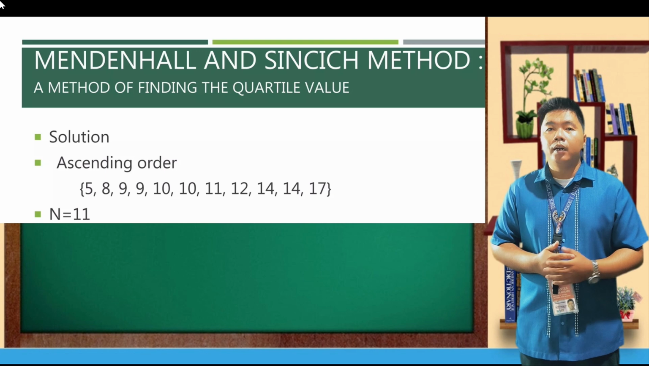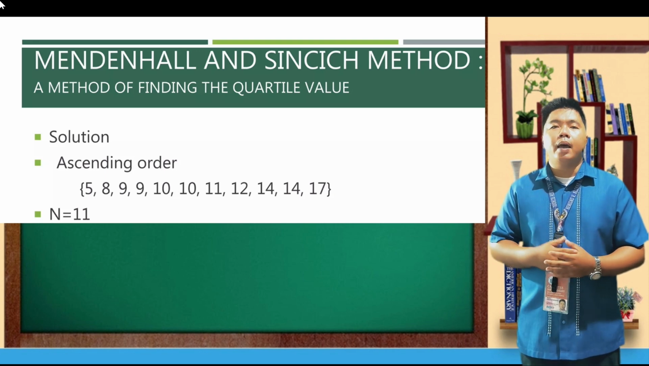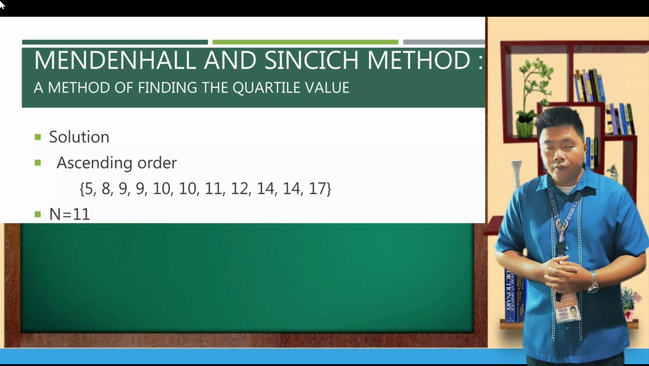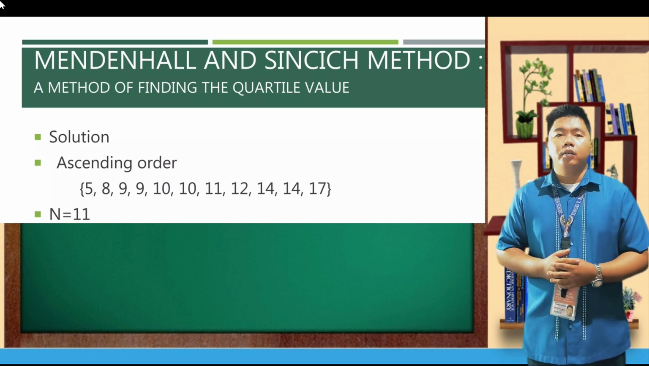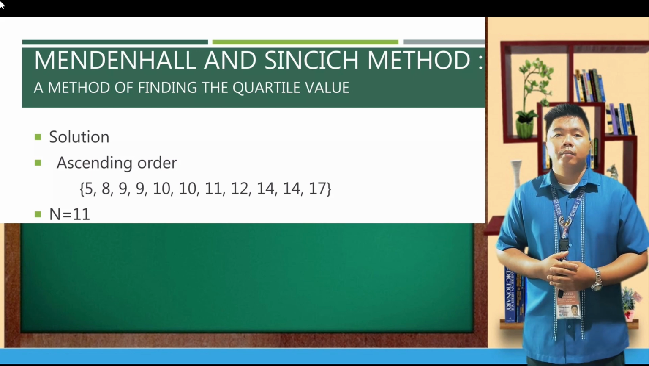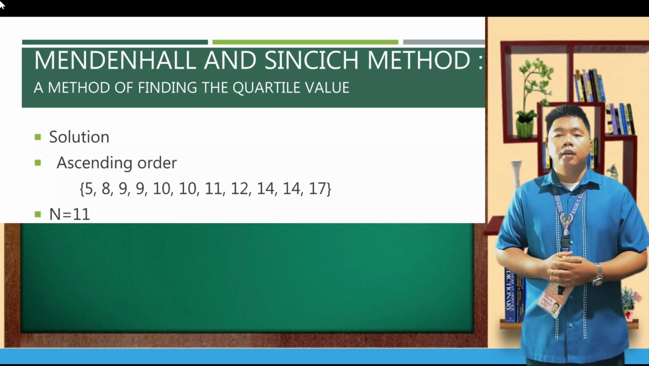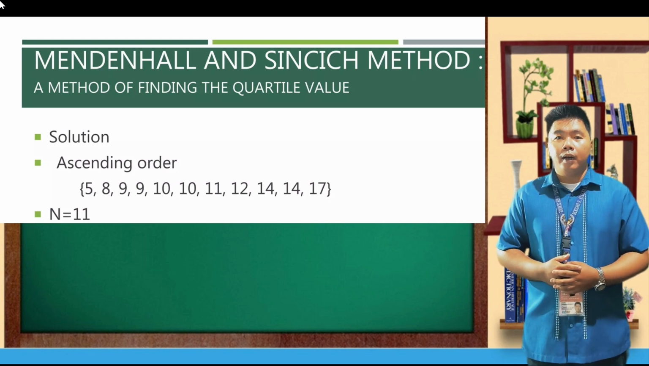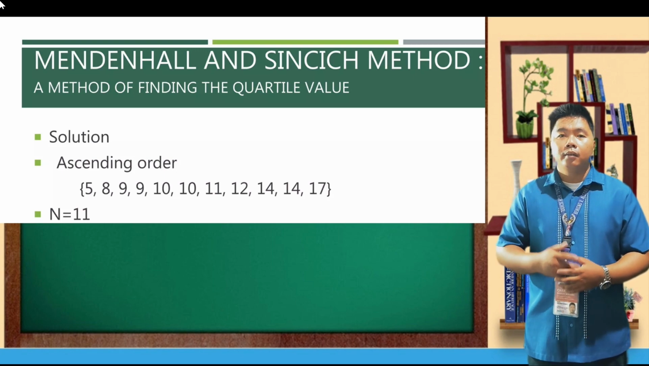That will be our first step. Second step, we are going to identify the total number of data given. So the total number of data is 11. So the value of our n is equal to 11. Third, let's now move with solving the first quartile, followed by the second and the third quartile.